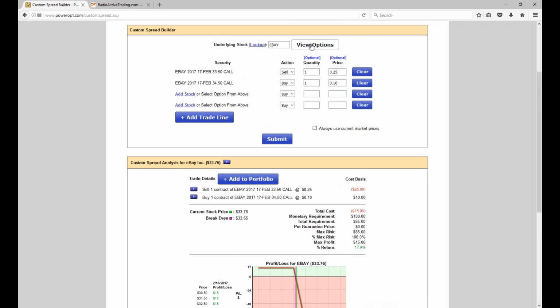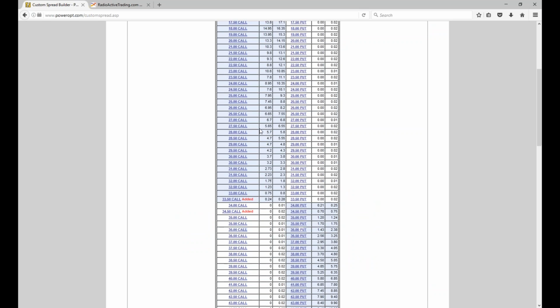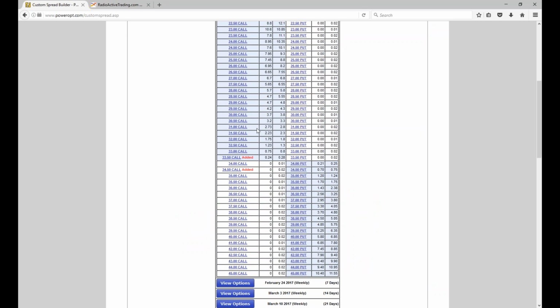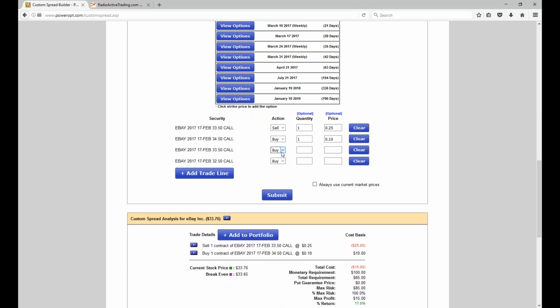And so to add the next leg, we have a bear call in place, so I need to add the bull call. Meaning I'm going to sell another 33.5, and I'm going to buy a 32.5. Now this isn't going to look right for a moment, but we're just going to show you the example. So I'm going to sell another one.